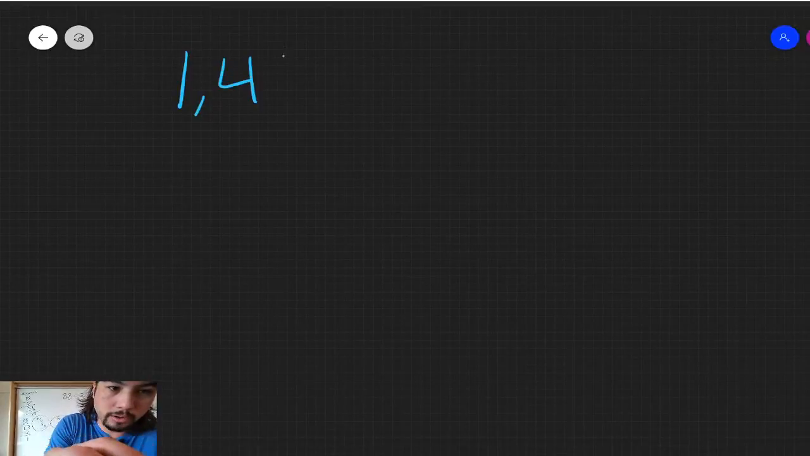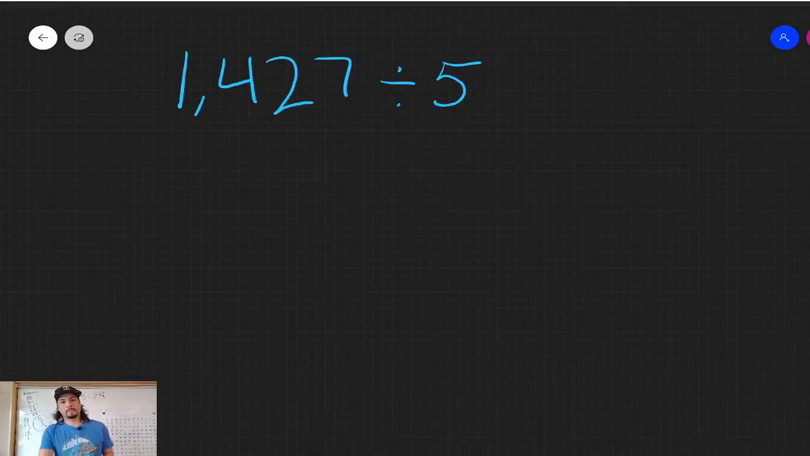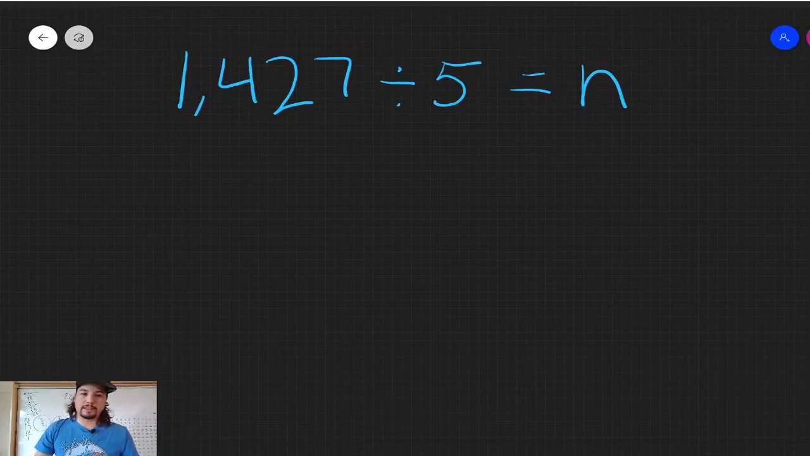So on our digital whiteboard, we're going to try this one. We're going to go big with this one: 1,427 divided by 5, let's say, equals n, where n is the number in one group. If we took our 1,427 things and put them into 5 groups, what would be the value of one group?